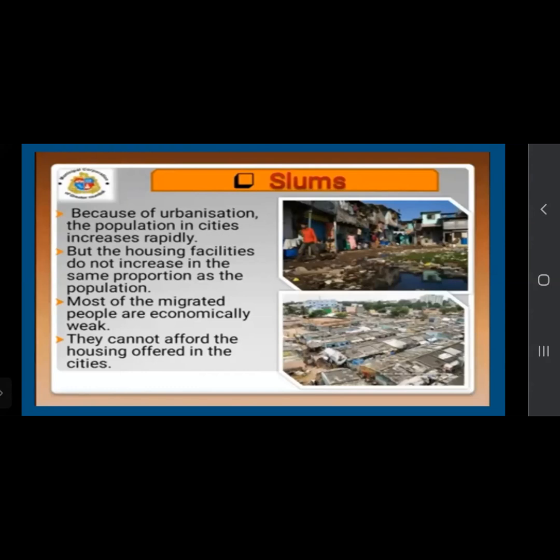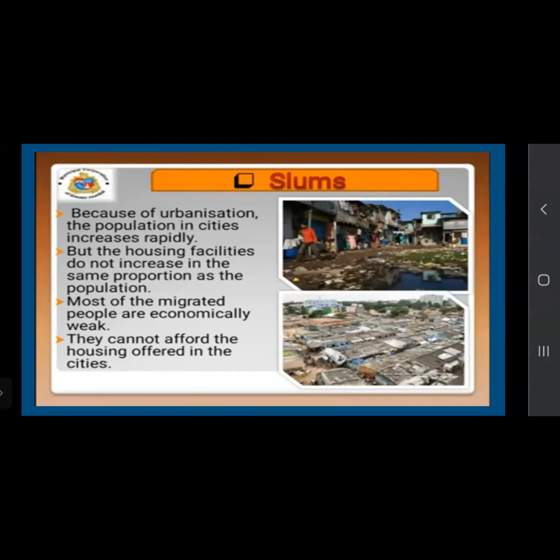But the housing facilities do not increase in the same proportion as the population. This is very important: the population is increasing very rapidly, but the housing facility has not increased in the same proportion. Most of the migrated people are economically weak; their financial condition is not good. That's why they are coming to the urban areas, so that they can earn their living. They are poor, and they cannot afford the housing offered in the city.